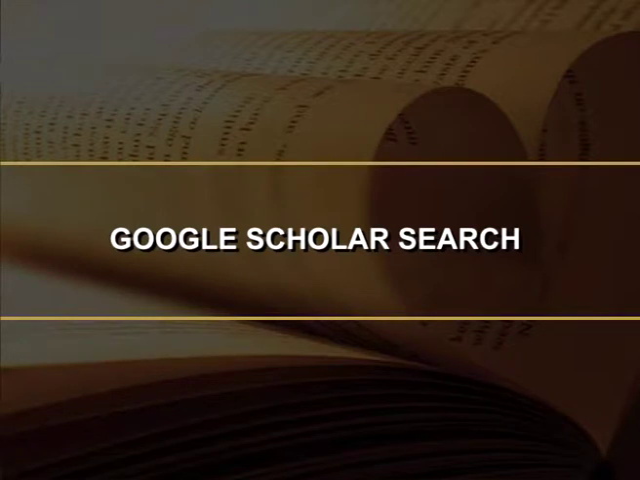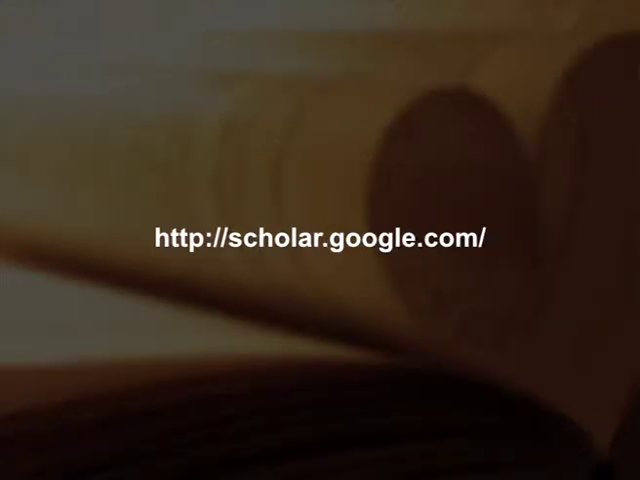Google Scholar Search. www.scholar.google.com. Google Scholar enables you to search specifically for scholarly literature including peer-reviewed papers, theses, books, preprints, abstracts and technical reports from all broad areas of research. Use Google Scholar to find articles from a wide variety of academic publishers, professional societies, preprint repositories and universities, as well as scholarly articles available across the web.